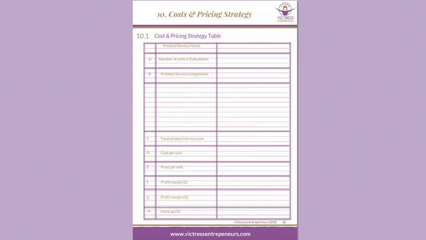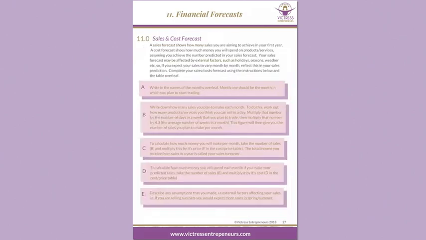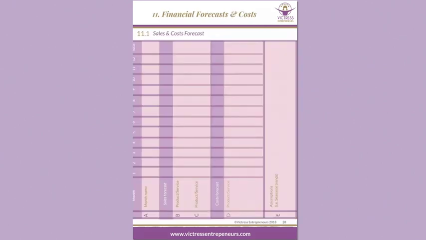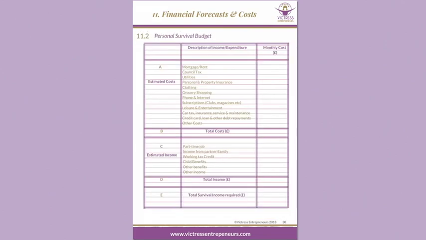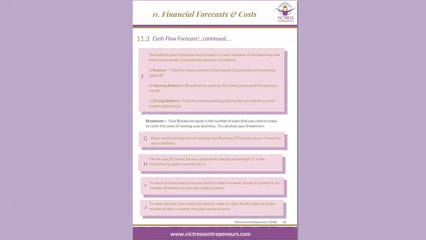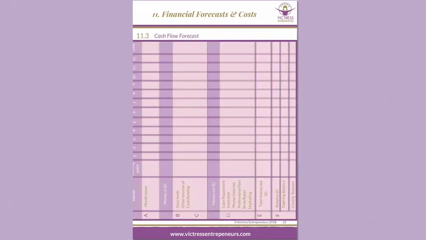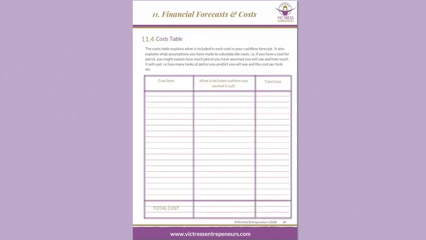So here we've got our cost and pricing strategy, which you can complete in pencil. And we've got our sales and cost forecast chart on section 11. We've got our personal survival budget on section 11. And our cash flow forecast on 11.3. And finally, we've got our cost table on 11.4, page 34.